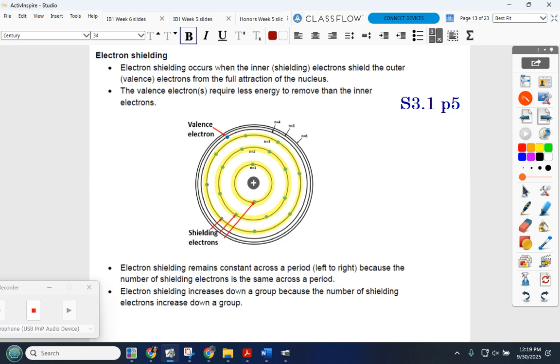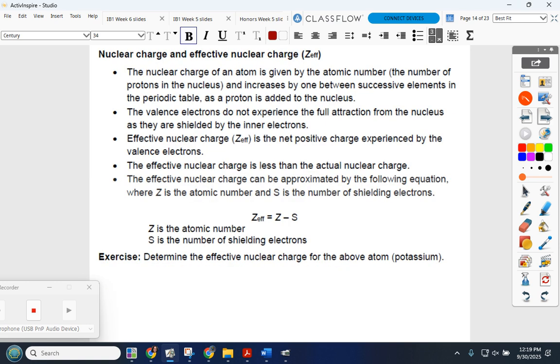So if we wrap that in to thinking about the Coulombic forces, we can start thinking about it in terms of what's called effective nuclear charge. And this is going to be a very simplistic way of thinking about this, but it's still useful. So we'll go with this. This is what you're expected to be familiar with.